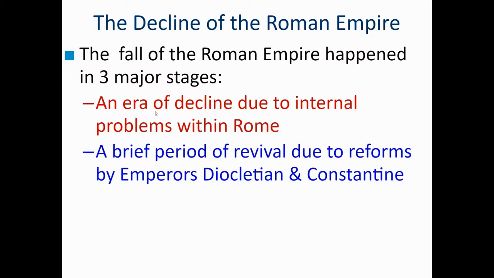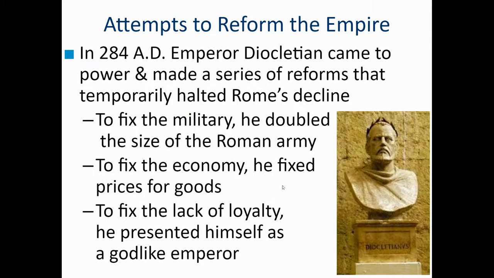Okay, so there's three stages. We just talked about the internal problems within Rome, but there's also going to be an up. So there is light before the end. So they go up and then they go back down. So attempts to reform.